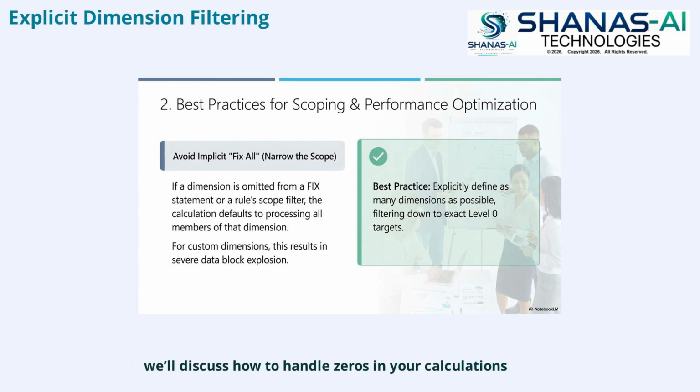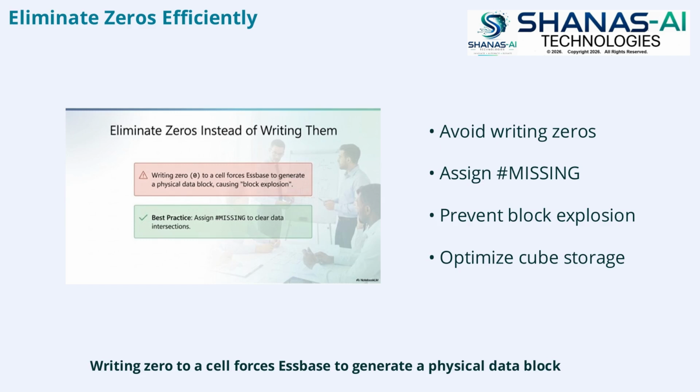Next, we'll discuss how to handle zeros in your calculation. Writing 0 to a cell forces Essbase to generate a physical data block, which can cause block explosion and slow down performance. Instead, assign #Missing to clear data intersections. This practice keeps your cube lean and prevents unnecessary block creation.